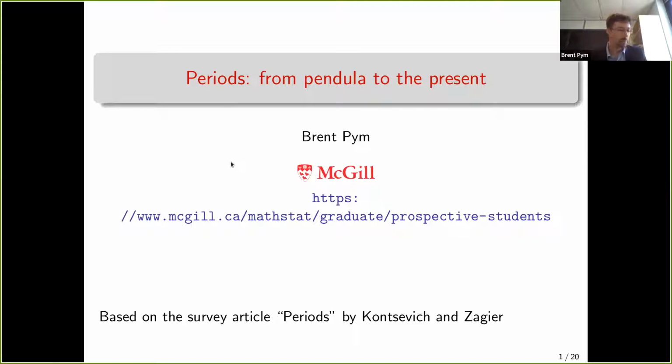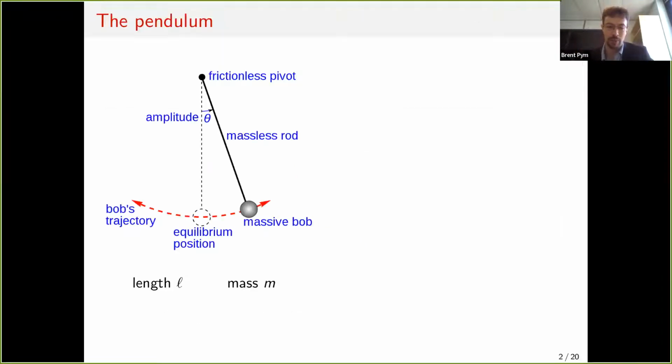Okay, so what I'm going to speak about today is a topic which is quite an active area of research in mathematics right now, which is the study of periods. Mostly this talk will be based on a survey article that was written by Kontsevich and Zagier a couple decades ago. But to motivate the discussion, I want to go much further back in history and talk about pendulum.